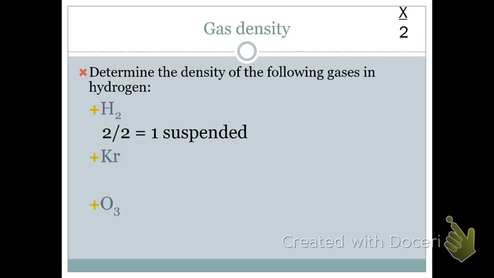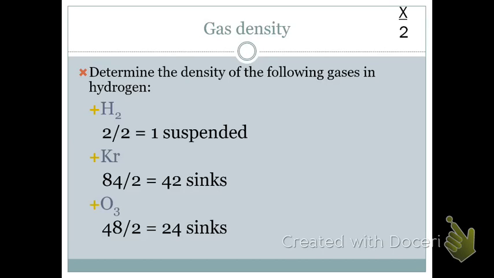But if I look at krypton and ozone, krypton has a molar mass of 84. 84 divided by 2 is equal to 42. Well, that's greater than 1, so I know that krypton, the gas, is going to sink in the presence of hydrogen. And ozone, which is O3, has a molar mass of 48. If I divide that by 2, that's 24. So that tells me that the ozone is also going to sink in the presence of hydrogen. That is with the hydrogen standard.